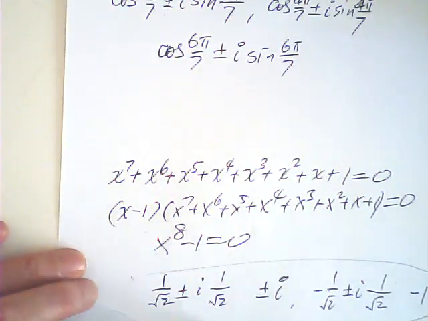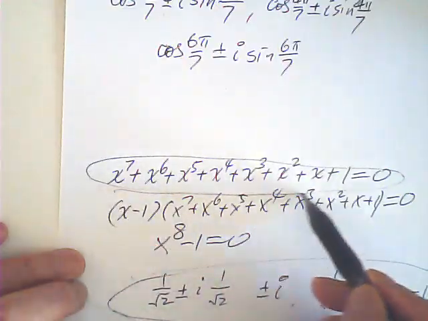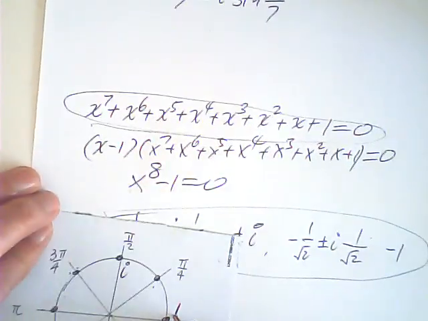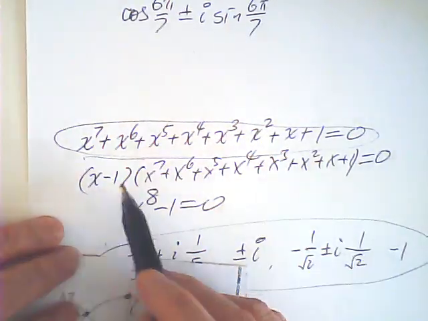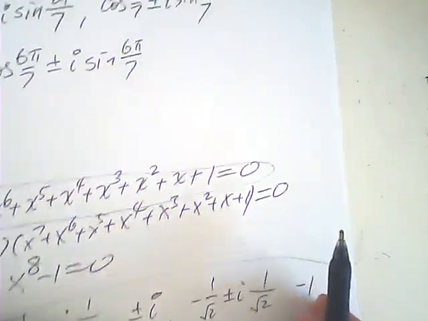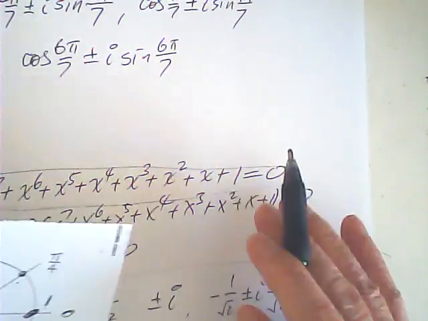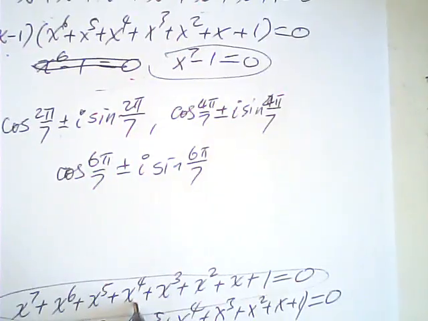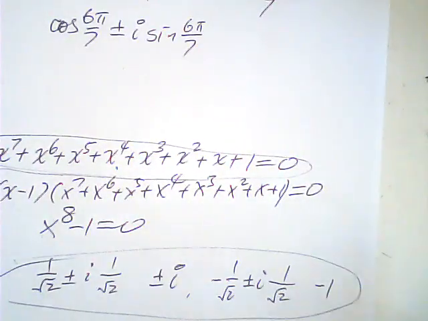These 7 belong to the roots of this equation, and this one, positive 1, belongs to this factor. So we can very effectively use the unit circle to solve these types of equations. So this is what I want to say. Thank you.